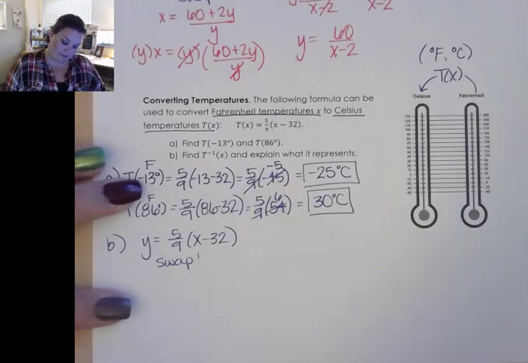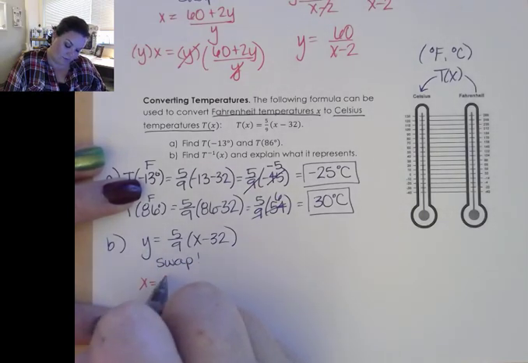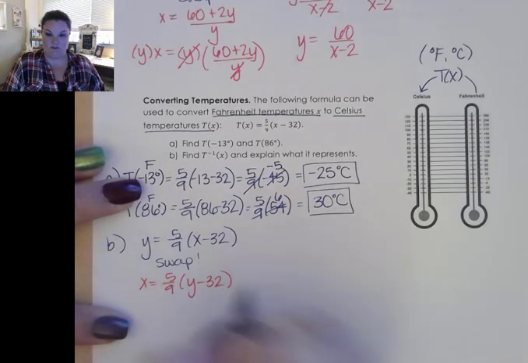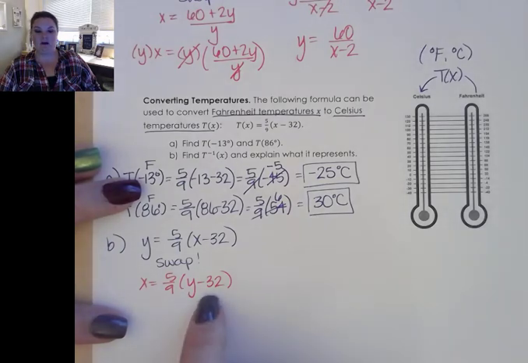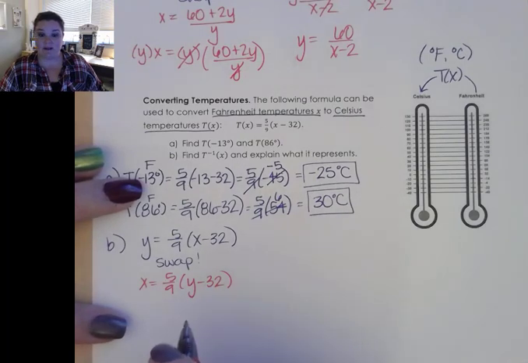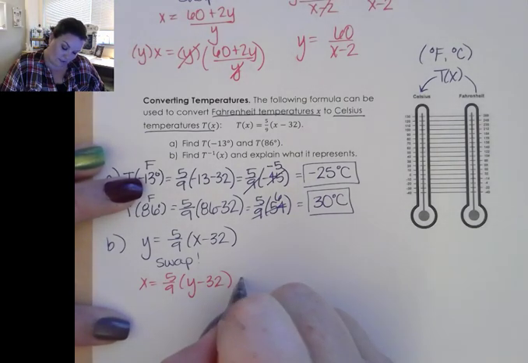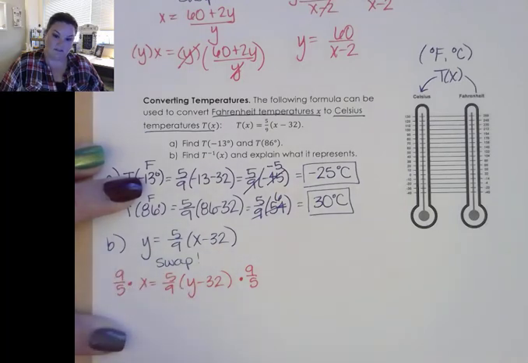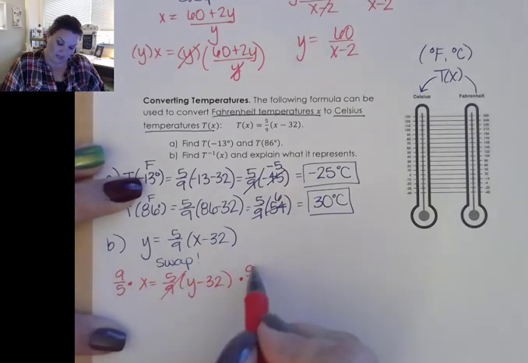So once I swap it, that gives me x is equal to 5/9 times (y minus 32), right? And I'm solving for y, and it's stuck inside this quantity. So I first need to get this quantity by itself. So I need to get rid of 5/9. In order to get rid of 5/9, I'm going to multiply by the reciprocal. So I'm just going to multiply this side by 9/5 and multiply this side by 9/5, so that way these will cancel.